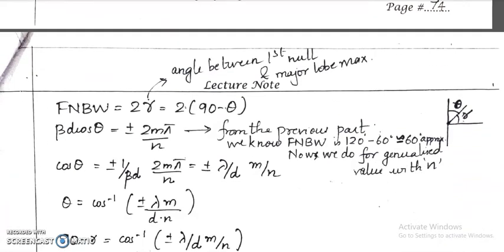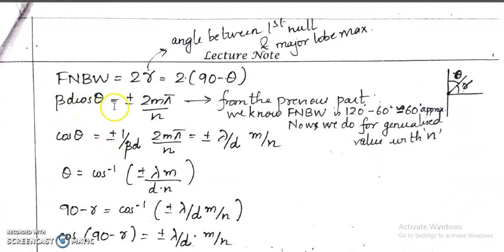Okay, we take the equation beta d cos theta is equal to plus or minus 2m pi by n. Then you know that beta is equal to 2 pi by lambda. Substitute that here, and finally you will get cos theta is equal to plus or minus lambda by d into m by n, and theta is equal to cos inverse of plus or minus lambda m by dn. We know that theta is equal to 90 minus gamma. Substitute here, and you will get cos inverse of plus or minus lambda by d into m by n.